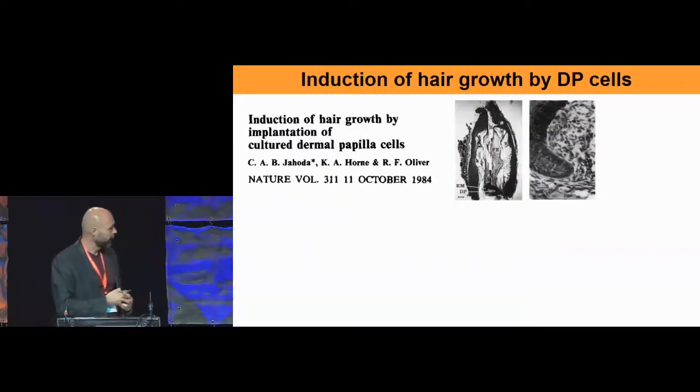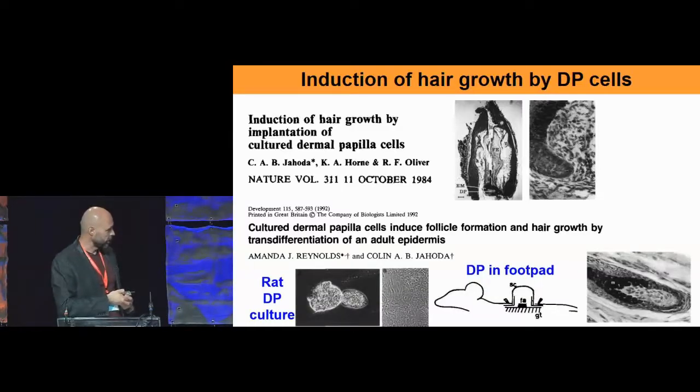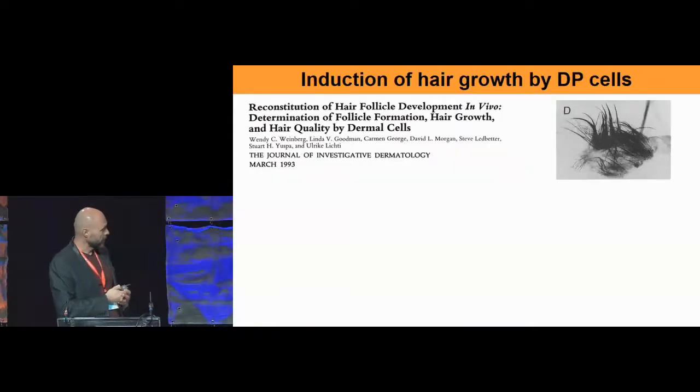So it really goes back to pioneering work from Colin Jahoda when he was with Roy Oliver now over 30 years ago, who transplanted pellets of cultured rat whisker DP cells into amputated DPs and showed that this could induce growth. Similarly, 10 years later, together with Amanda Reynolds, he showed that these cultured DP cells, when sandwiched into a hairless footpad, could reprogram or transdifferentiate these epidermal cells to induce follicles. Around the same time, a more quantitative assay was developed by Ulrike Lichti and Wendy Weinberg, who showed rat whisker DP cultured cells could induce follicles in this chamber graft assay.